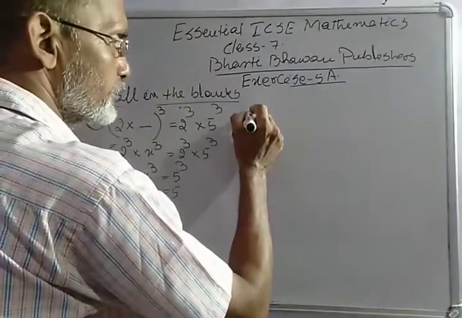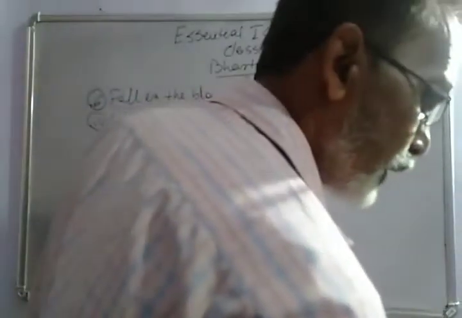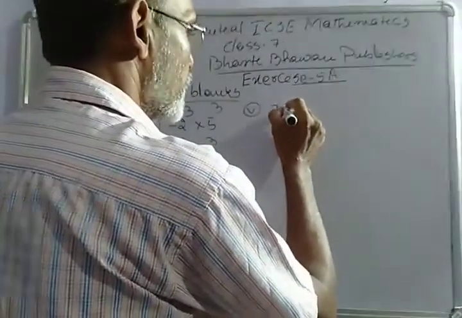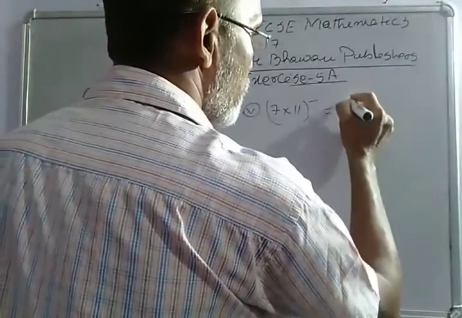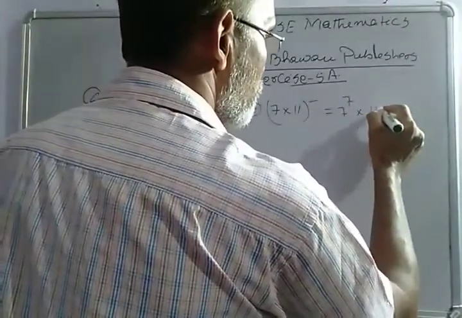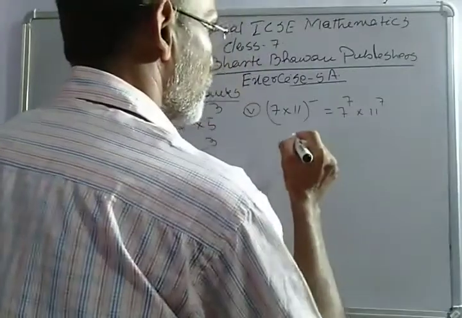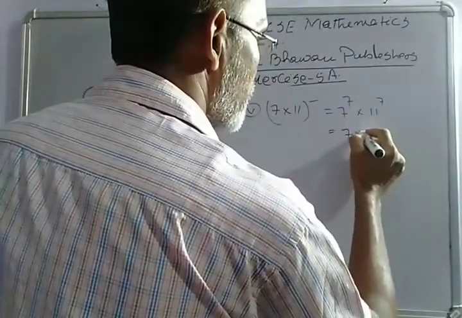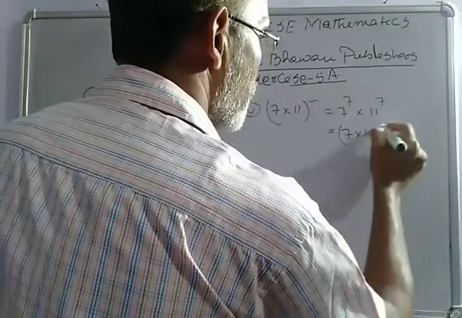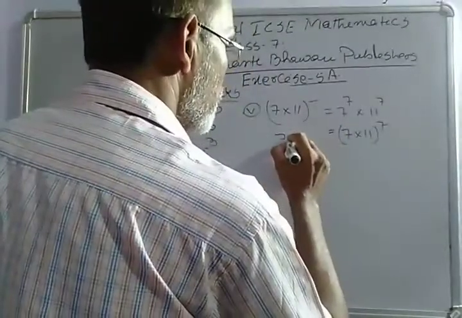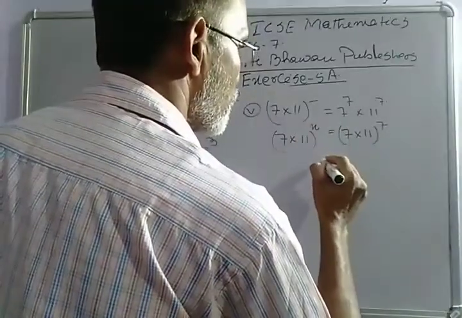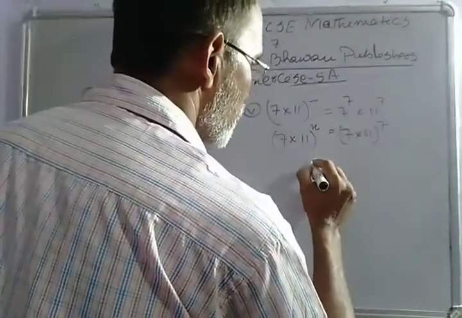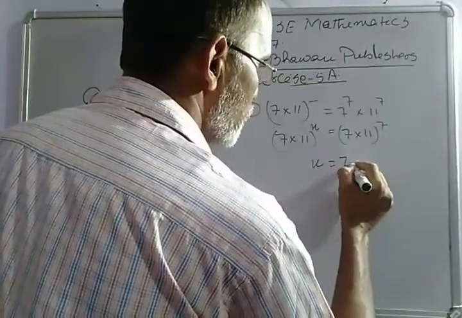Number 5. 7 into 11 to the power dash is equal to 7 into 11 to the power 7. So this is equal to 7 into 11 to the power x. So as the bases are equal, powers will be equal. So x is equal to 7.